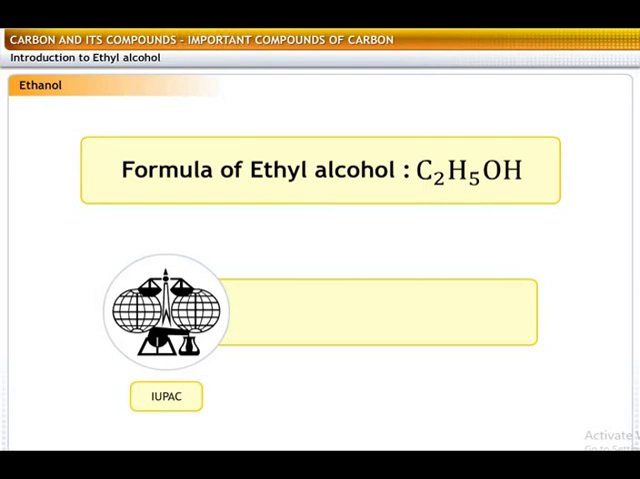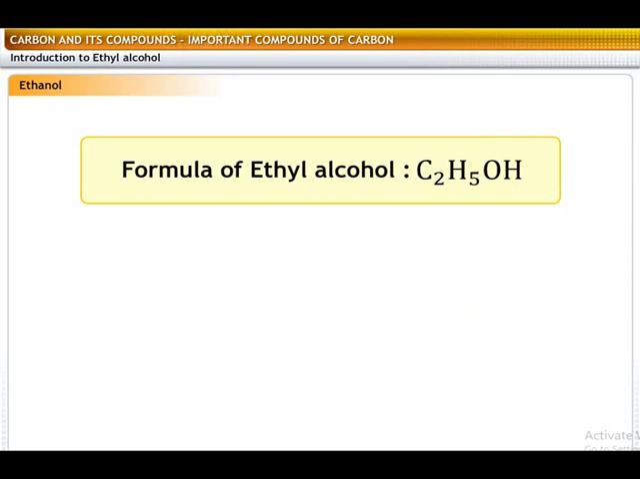Ethyl alcohol has two carbon atoms. Therefore, the root word for the name of the compound is eth. Further, as it is a saturated compound, it is given the suffix ane. However, due to the presence of the functional group OH, a secondary suffix ol is added to the name instead of e. Therefore, the IUPAC name of ethyl alcohol is written as ethanol.